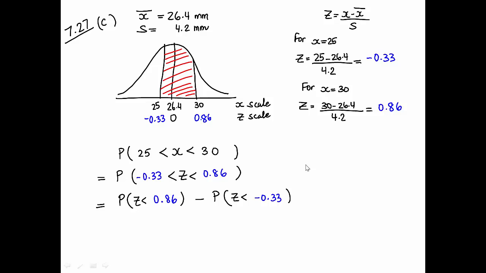After this point, pause this video, go and look at these probabilities from the table and then come back. The probabilities from the table are 0.8051 and 0.3707. Subtract them, get your answer, convert to percent, write your statement. These three parts A, B and C were asking you for the proportion or probability. So this is how you would proceed. Let's also go and look at part D.